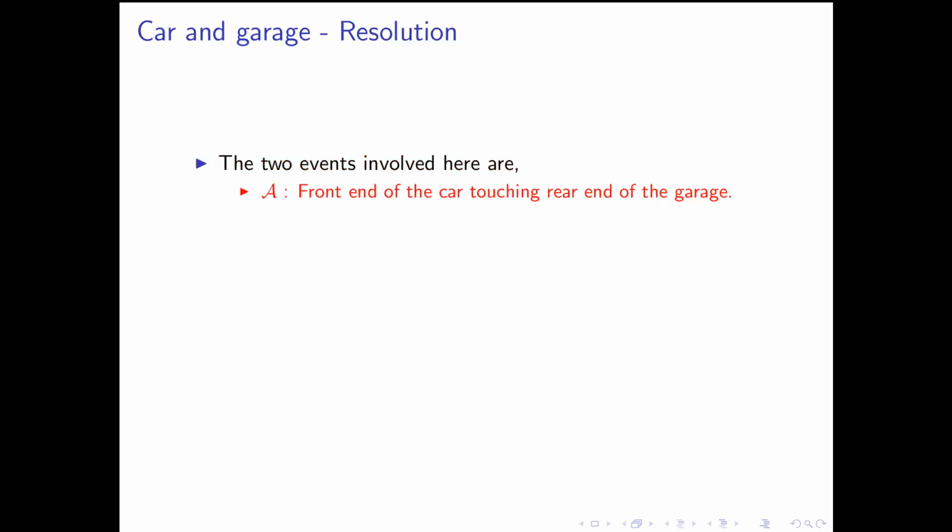That is the take-home lesson from here. So, the resolution of the car and garage paradox. Well, as always, it makes things clearer if we think in terms of events. The two events that are involved in this particular issue about the car and the garage are as follows. The event A is the front end of the car touching the rear end of the garage. And event B is the rear end of the car touching the front end of the garage.